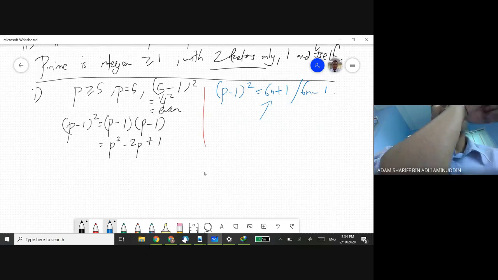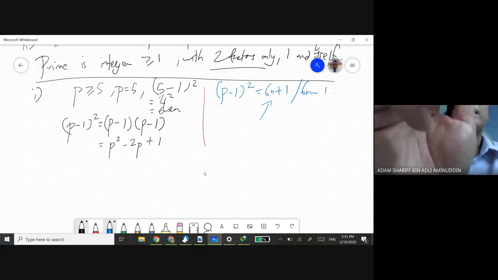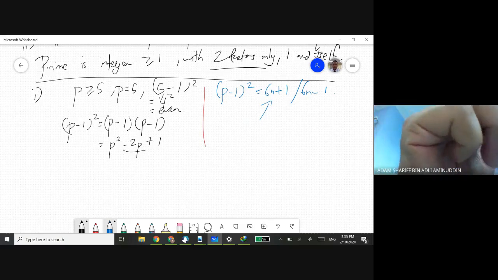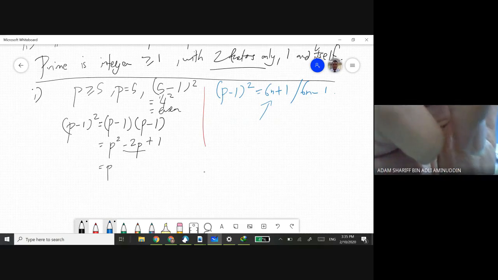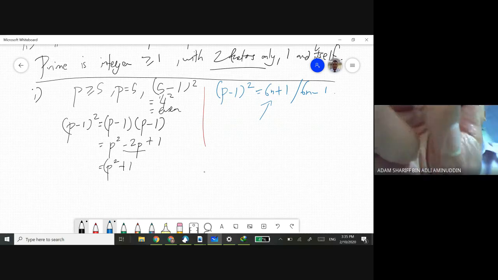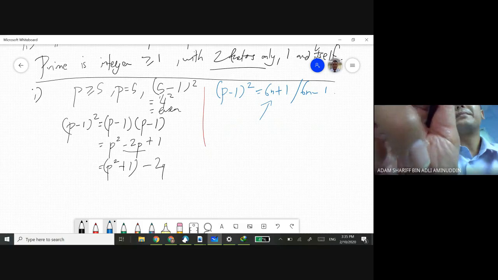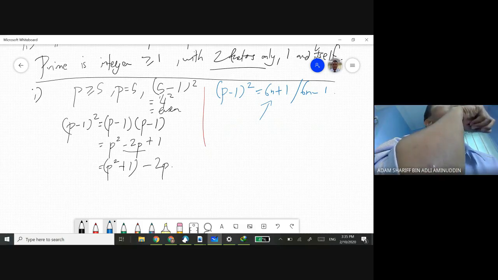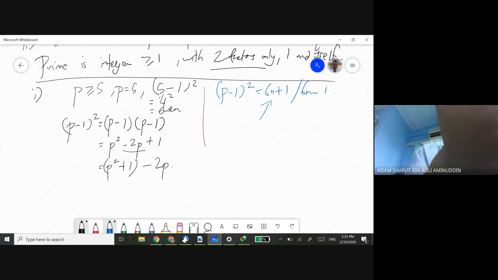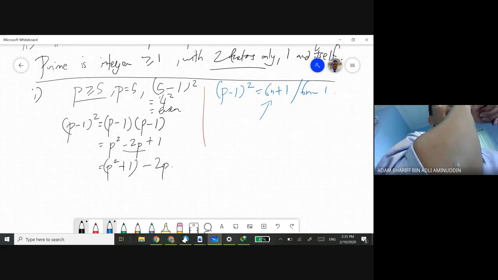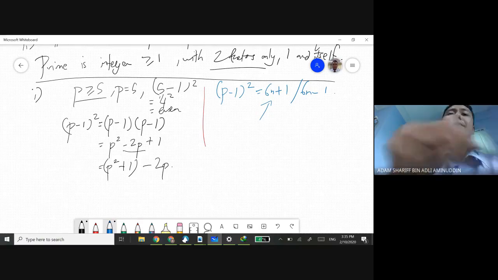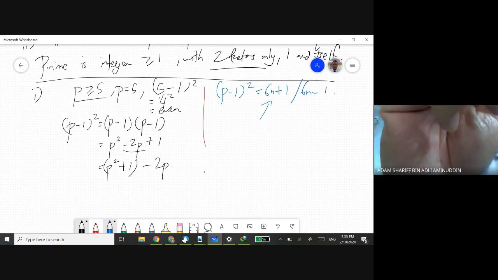When I silent, it means I'm thinking. We have a multiple of 2 here. The problem right now is here. P squared plus 1 minus 2p, and p larger than 5. 6, 7. I cannot cater it like that. So I change my idea.